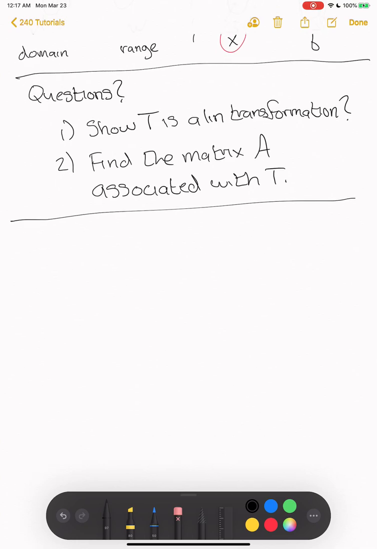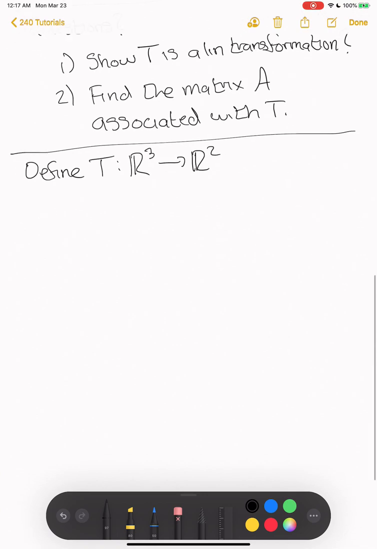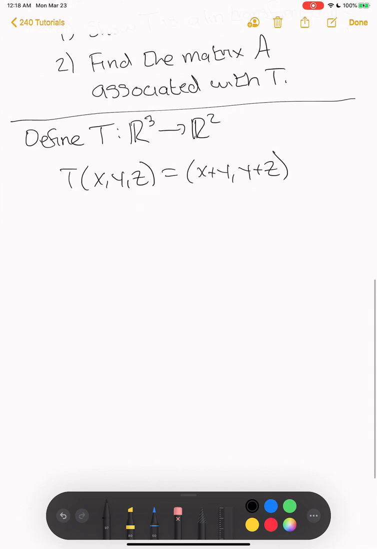So I'm going to define my linear transformation. I'm going to say it goes from R3 into R2. So I'm taking in three-dimensional vectors and outputting two-dimensional vectors. And it's given by T of (x, y, z) equals (x plus y, y plus z). Notice again that these are different sizes. I'm inputting 3 dimensions and outputting 2. And that's really all there is to it.